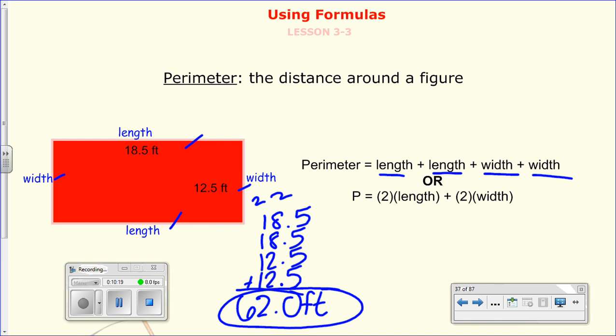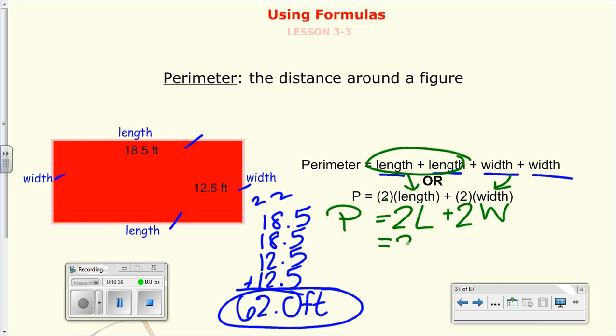Or, here's another way. Because there are two lengths here, you can take the length and times it by 2. So 2 times the length plus 2 times the width. Because again, there are 2, so you multiply each one by 2. And that'll give us the perimeter. So if I were to do it this way, 2 times the length, well, the length is 18 and 5/10 feet. And then 2 times the width, which is 12 and 5/10 feet.